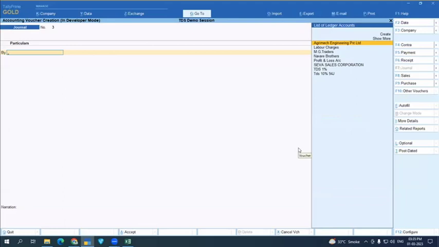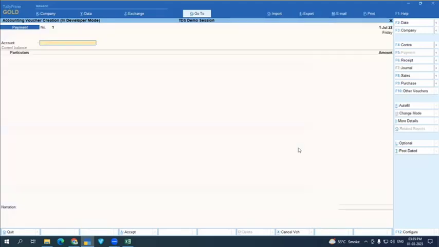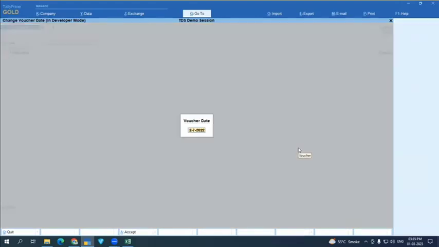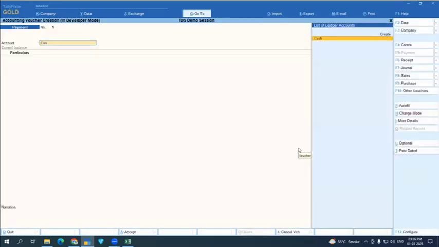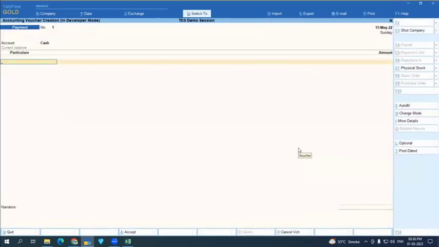Let's do an advance payment, which is a payment voucher. Please note in your notebook that bill by bill maintenance is a must. You have to mention yes for maintain bill by bill. So in the first quarter, on 15th May, I'm paying cash to the new party.